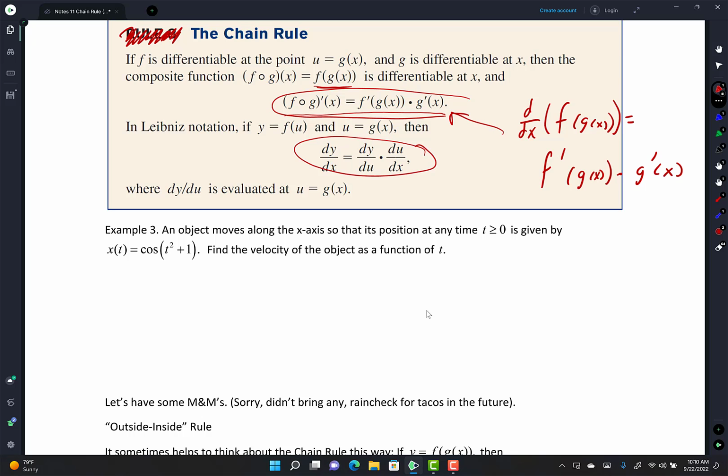The derivative of position is velocity. The derivative of velocity is acceleration. There is a derivative of acceleration. It's called a jerk. No, it's not a joke. The derivative of acceleration is called jerk.